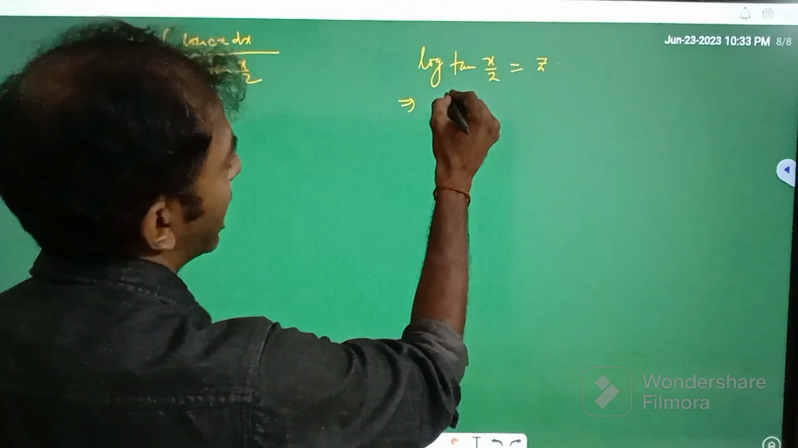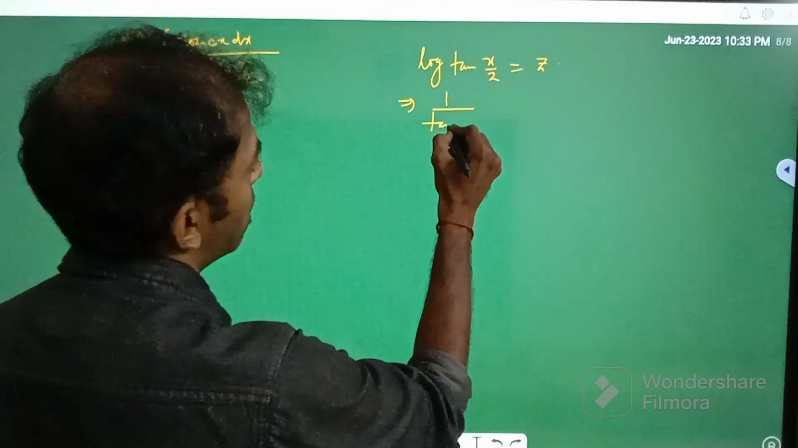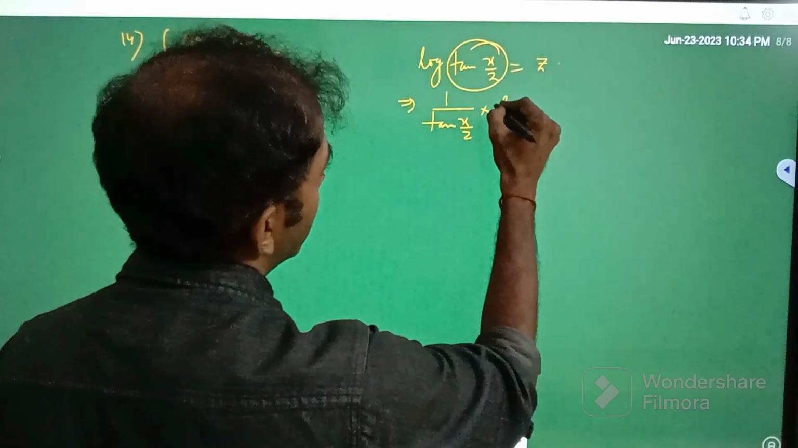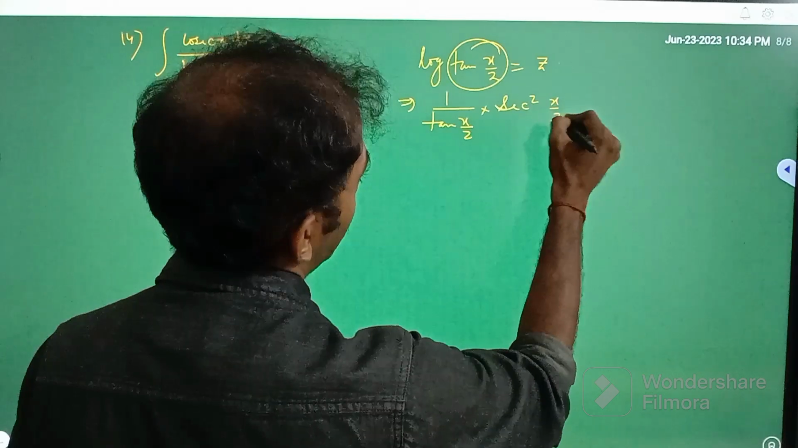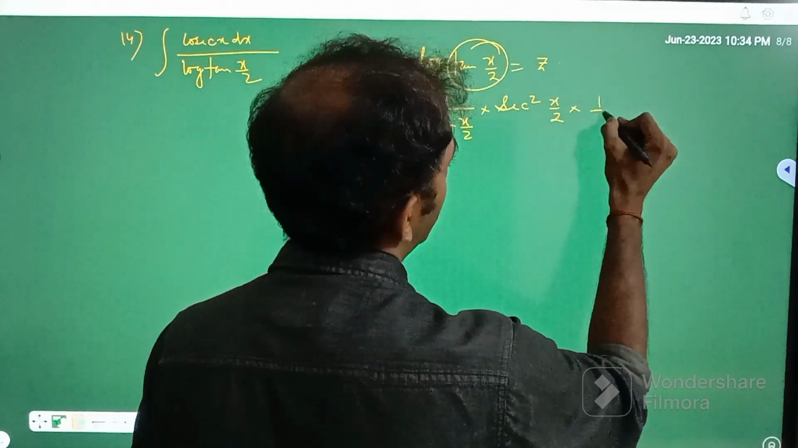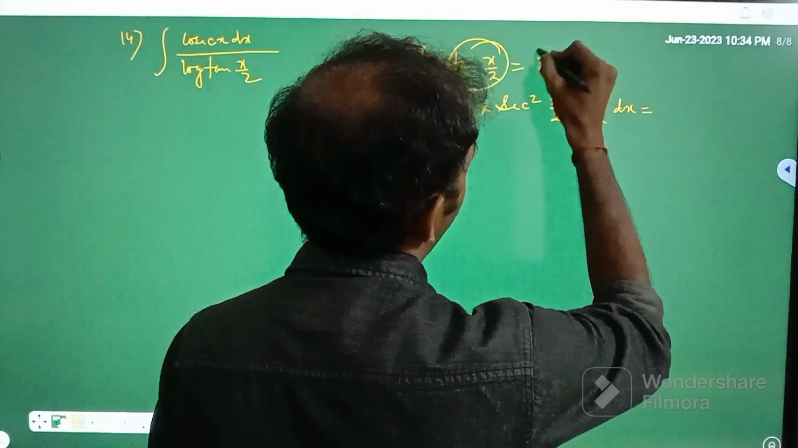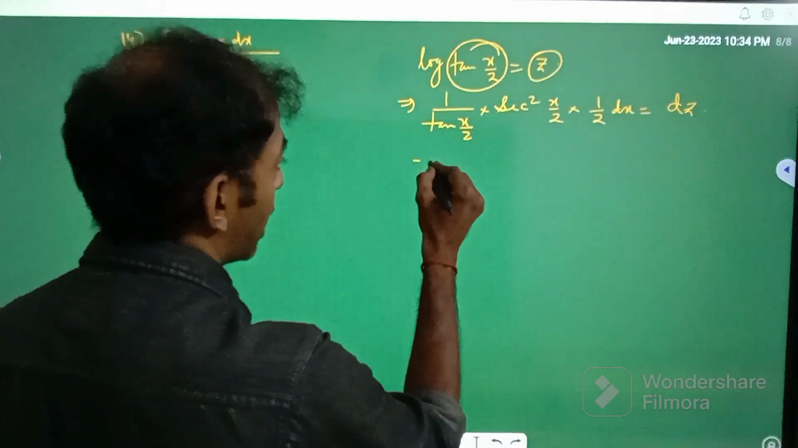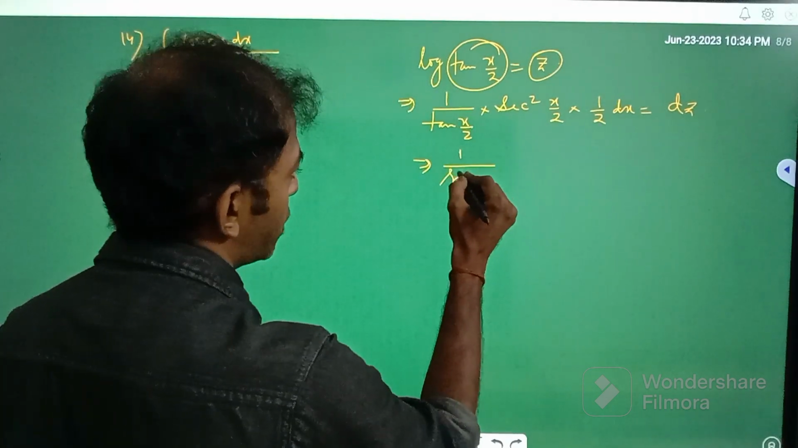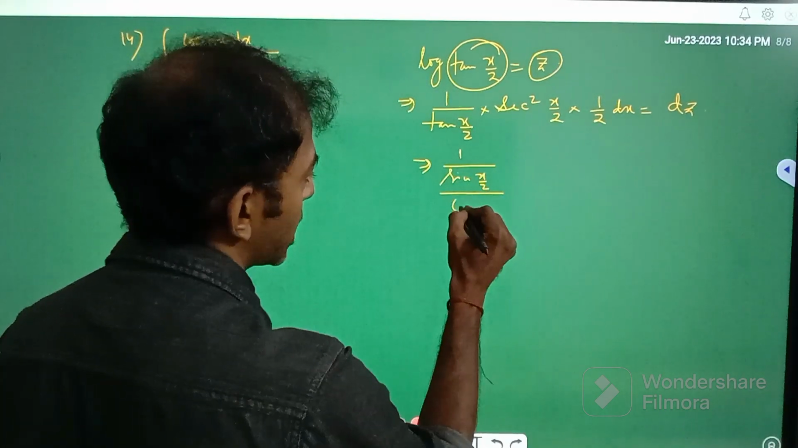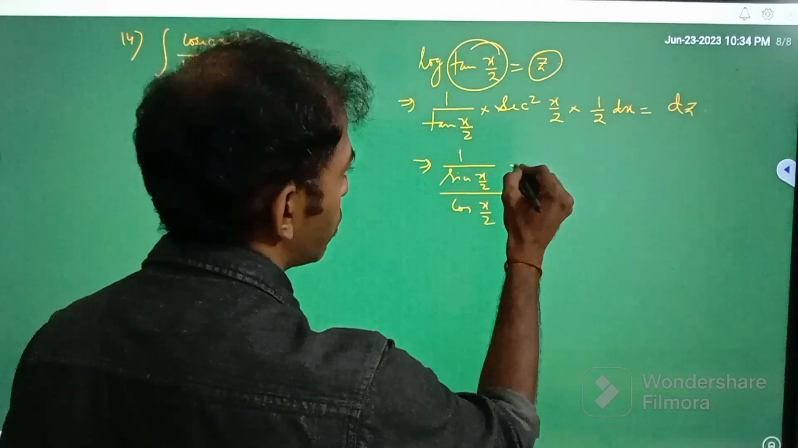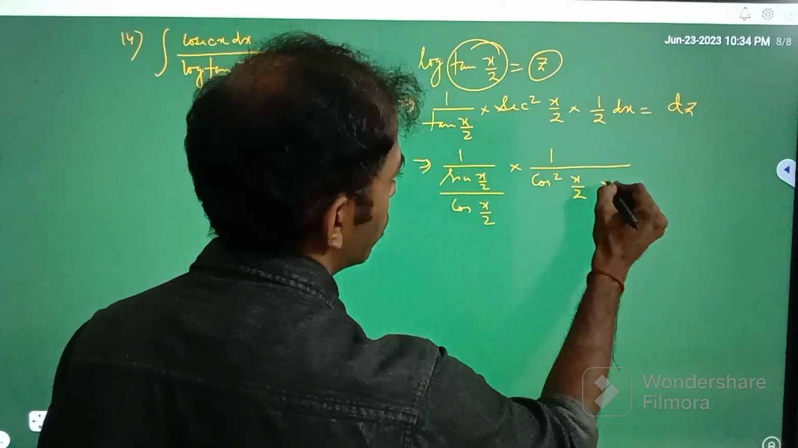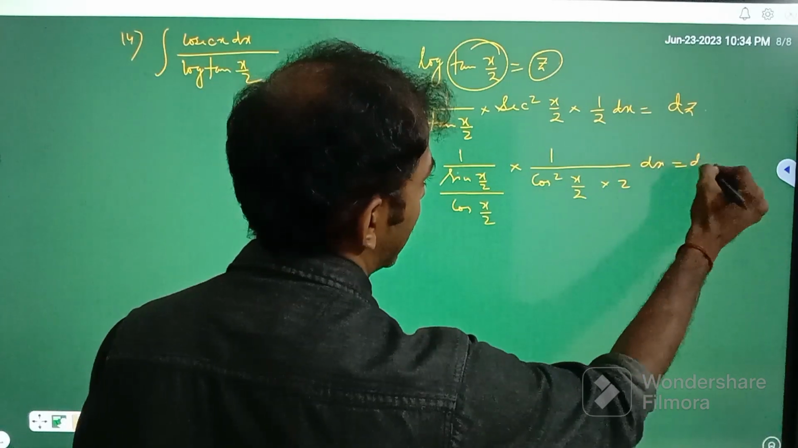So differentiation of log tan x by 2 will be very easy. It will be 1 by tan x by 2, into differentiation of tan x by 2, which is sec square x by 2, and differentiation of x by 2 will be 1 by 2 dx. The differentiation of z is dz with respect to z. So that will be 1 by sine x by 2 by cos x by 2, into 1 by cos square x by 2, into 1 by 2 dx equals dz.